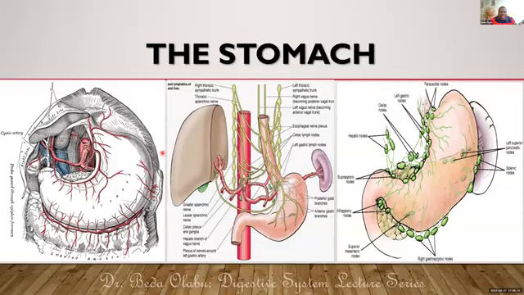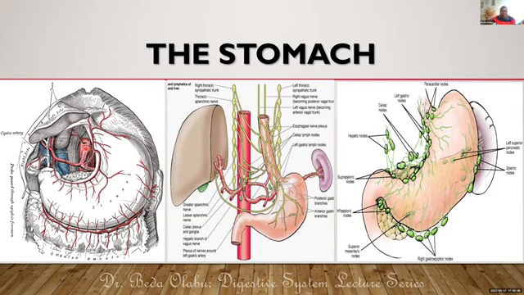Now, let's talk about the blood supply to the stomach. The stomach is one of those organs that receive a rich blood supply. The blood supply to the stomach is derived predominantly, or let me say largely, from the celiac trunk. The celiac trunk is one of the branches of the abdominal aorta that supply the organs of the digestive system.